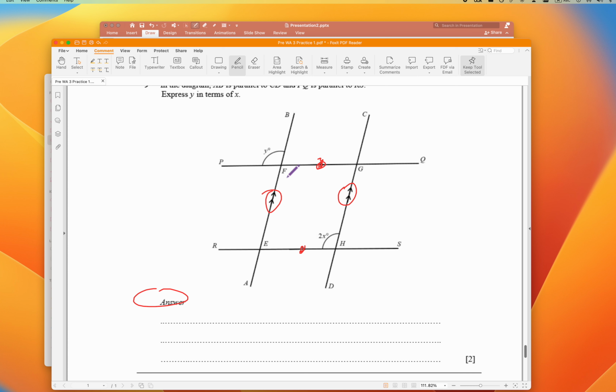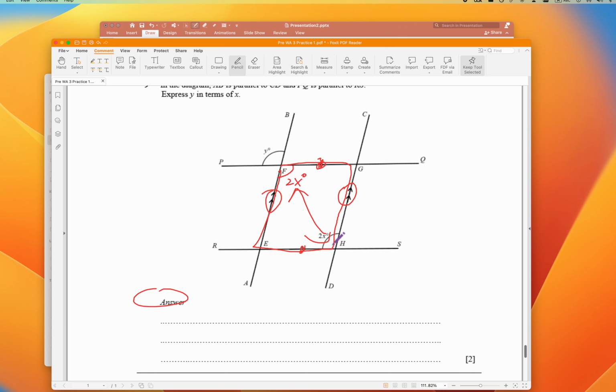Actually, what you should do is this. This one is equal to 2x. Why? Because this is a parallelogram. For a parallelogram, opposite angles are the same. Opposite sides are also the same. That's the reason.